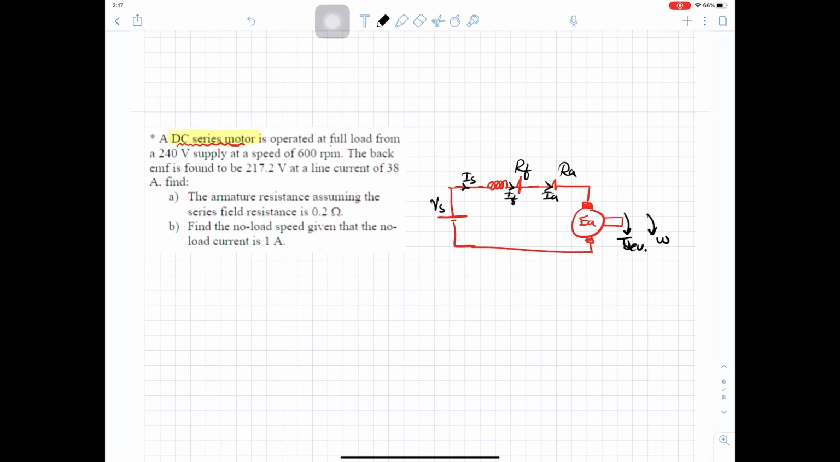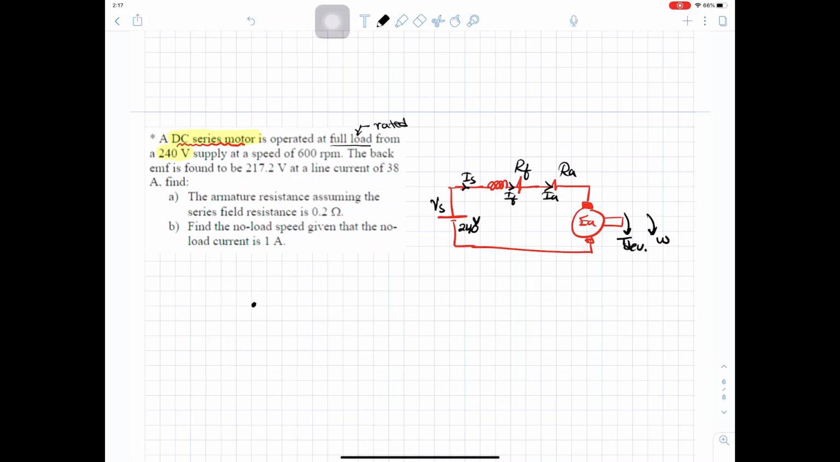And the motor is operating at full load. Full load has the same meaning as rated, and this is the value written on the motor. If you have a motor and the nameplate says that this motor is 100 volt, 10 horsepower, these values are called full load or rated. So the supply is a 240 volt supply. The source here is 240 volt. And the motor is running at 600 RPM.